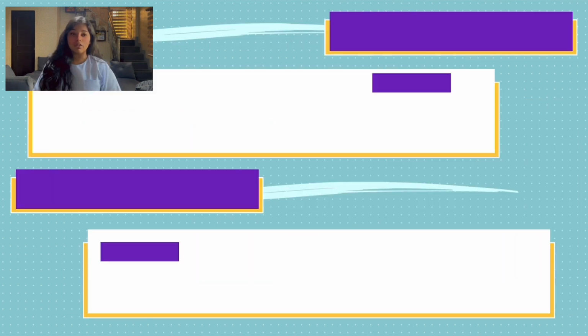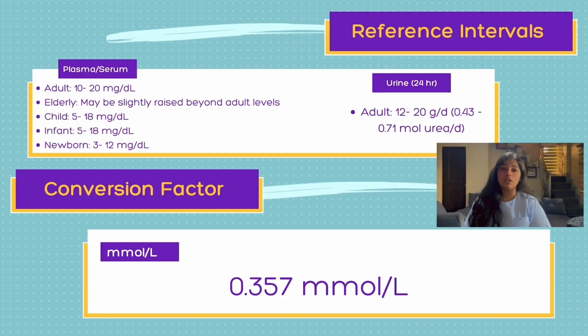when used in quantitative testing with an isotopically labeled compound. Reference intervals. First, for plasma or serum, the adult male or female should have 10 to 20 mg/dL. For a child or infant, the range is about 5 to 18 mg/dL. For newborns, it should be 3 to 12 mg/dL. And for urine over 24 hours, the adult should have 12 to 20 g/d or 0.45 to 0.71 mol urea per day. The conversion factor is 0.357 mol per day.